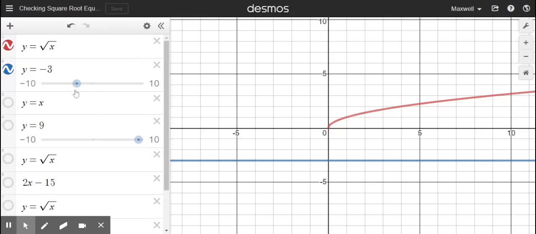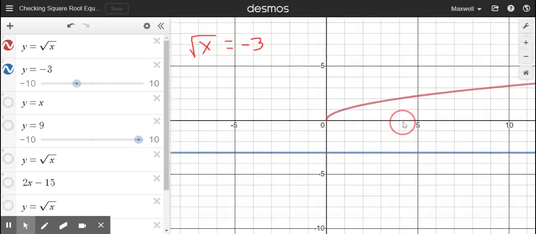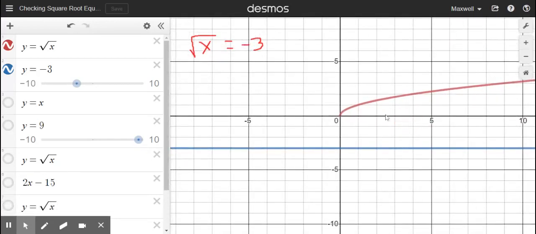So in our first two rows on Desmos here, we see y equals the square root of x and then y equals -3. This is similar to what we saw earlier. We have the square root of x being equal to -3. And that's our equation that we'd be solving. And as you can see on our graph here, we don't have any intersection points at all. So no solutions to this equation.